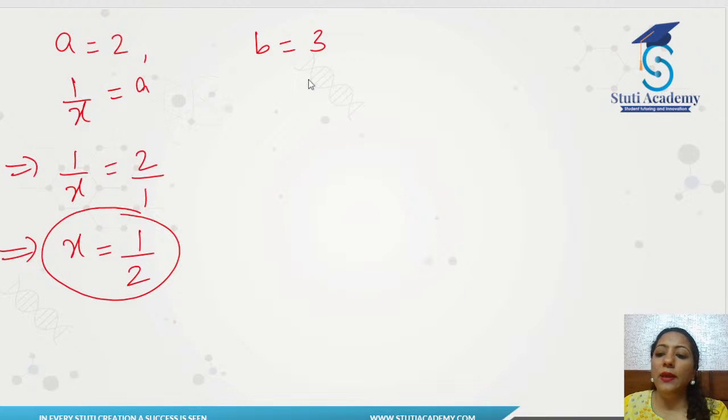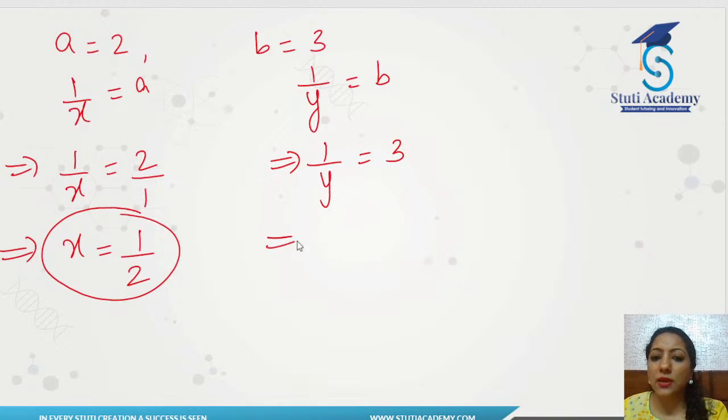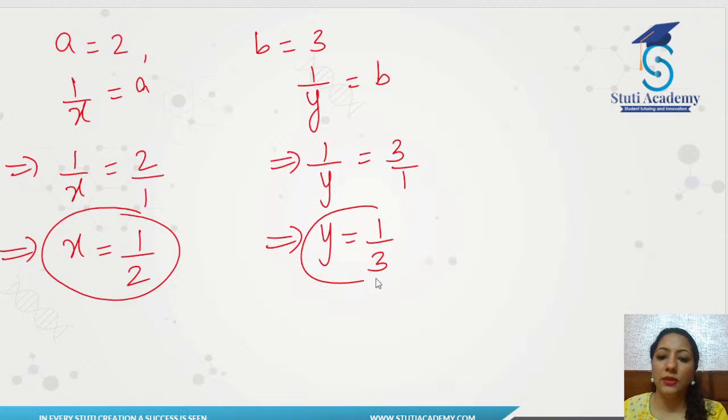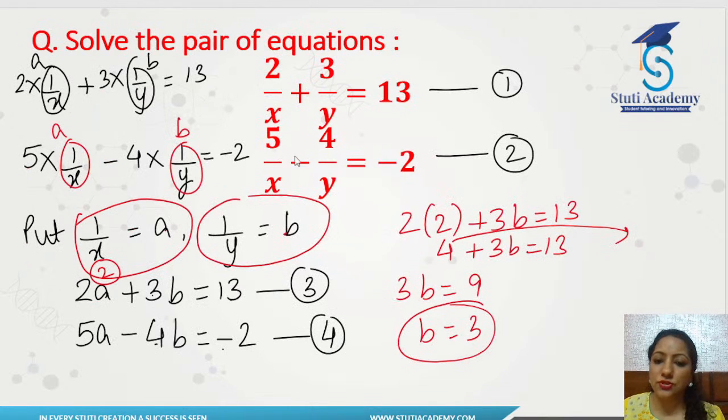In the same way, we took 1 upon y as b. So that means 1 upon y is equal to 3. We can take reciprocals here. We will get y is equal to 1 upon 3. So 3 can be written as 3 by 1. If we take the reciprocal, we will get y is equal to 1 by 3. Finally, these are the required values of x and y. That's how we have solved this equation.